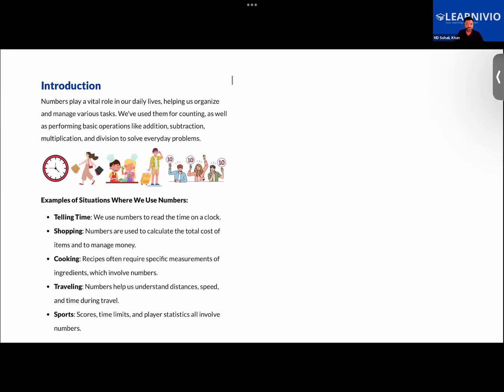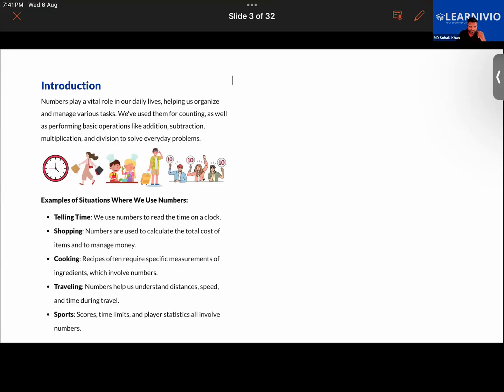For example, your age tells the story of how many birthdays you have celebrated. Or the time on the clock tells us when it's time to eat, play, or study. So numbers give us information and it makes life easier to manage. Numbers play a vital role in our daily life. They help us to organize and manage various tasks.